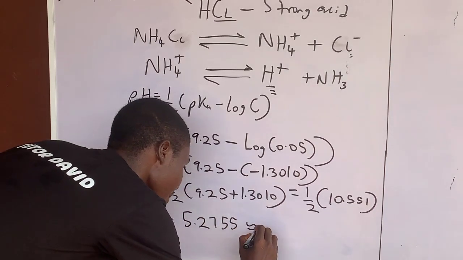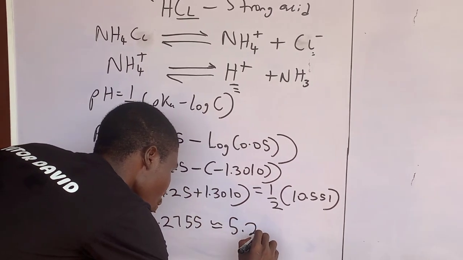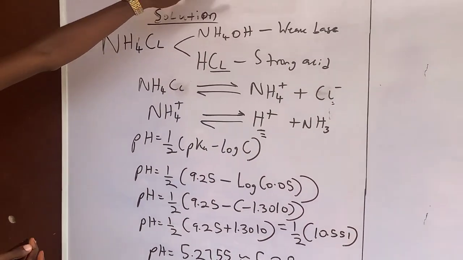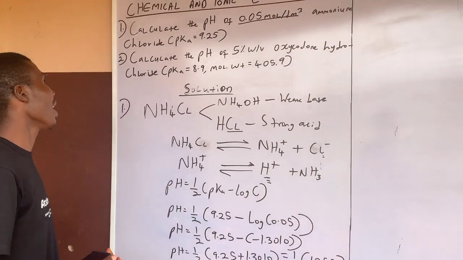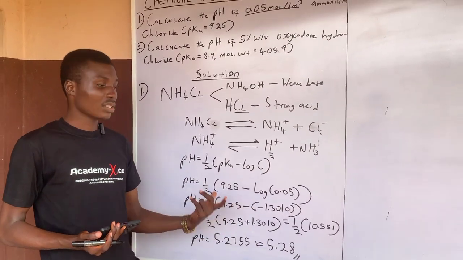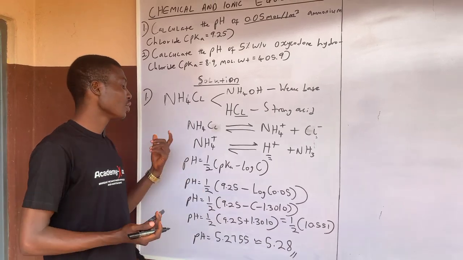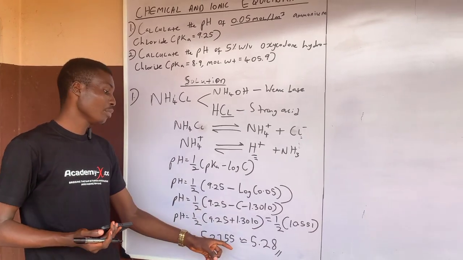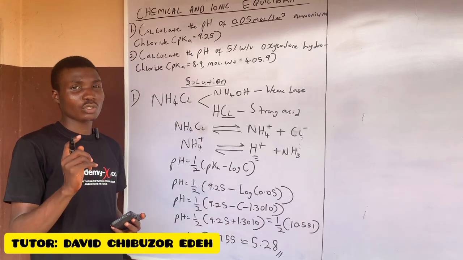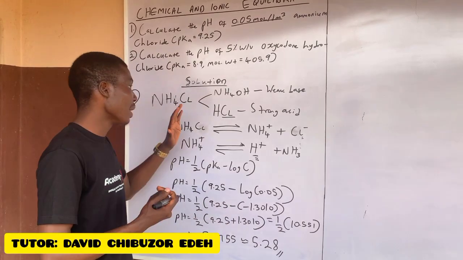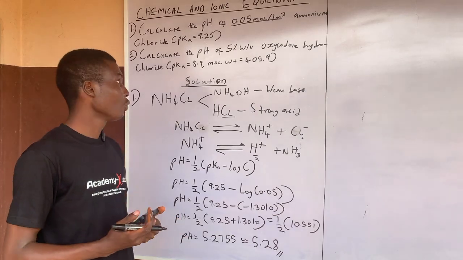Which is approximately 5.28. So it simply means that the pH of 0.05 mole per dm cube ammonium chloride is 5.28. That is less than 7, which shows that it's coming from a strong acid and a weak base. So when you have situations like this and you calculate and your pH is higher than 7, you just know that there should be a problem somewhere, and it is something you can easily fix by looking at your working to be sure that you followed it all.